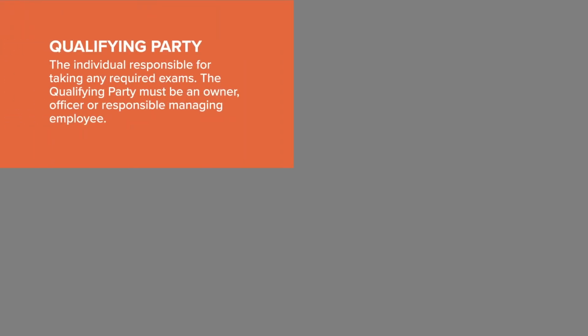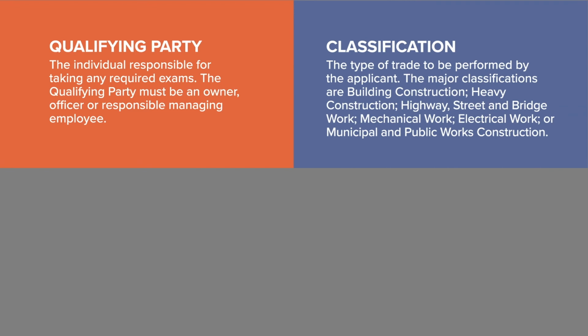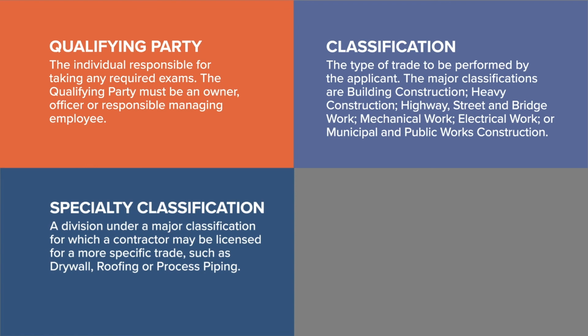A qualifying party is the individual responsible for taking any required exams. The qualifying party must be an owner, officer, or responsible managing employee. Classification is the type of trade to be performed by the applicant. The major classifications are building construction, heavy construction, highway, street, and bridge work, mechanical work, electrical work, or municipal and public works construction. A specialty classification is a division under a major classification for which a contractor may be licensed for a more specific trade, such as drywall, roofing, or process piping.